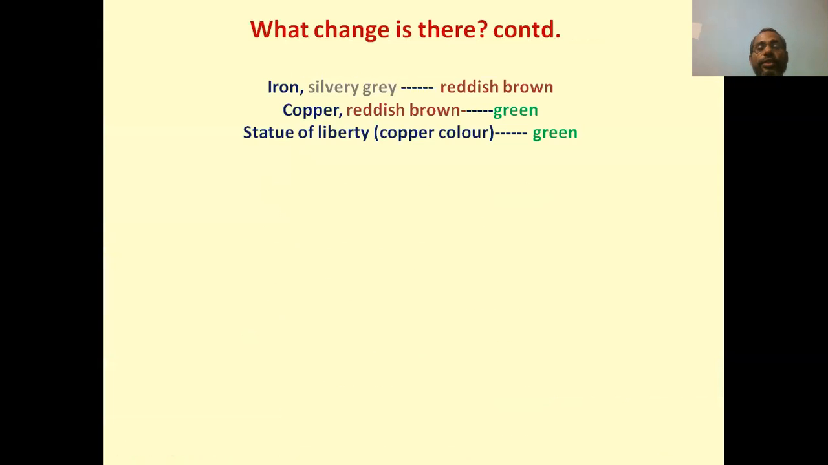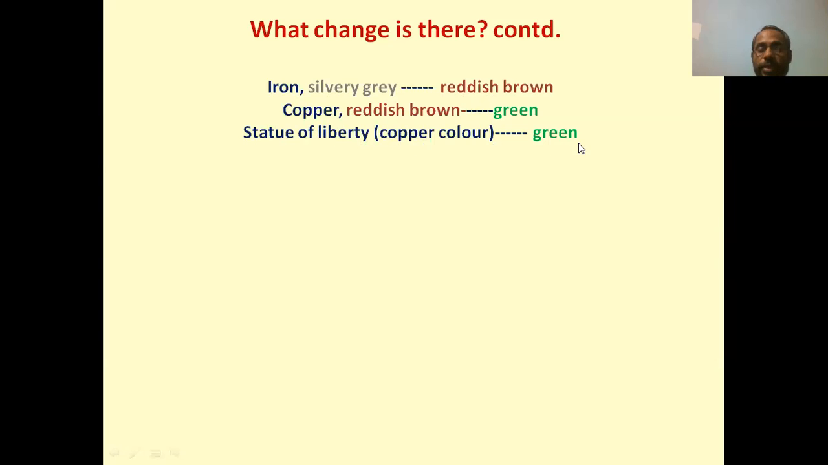What we can see is that the iron, which is originally silver gray in color, has gone to reddish brown. The copper, whose original color is reddish brown, has gone to green color, and the Statue of Liberty, whose original copper color, has gone to green.